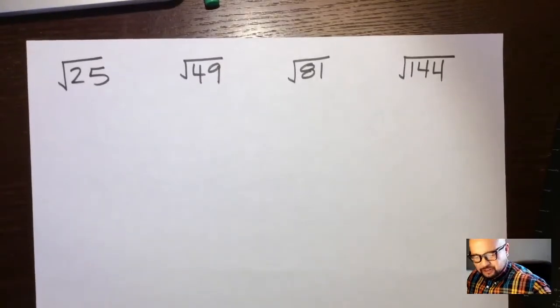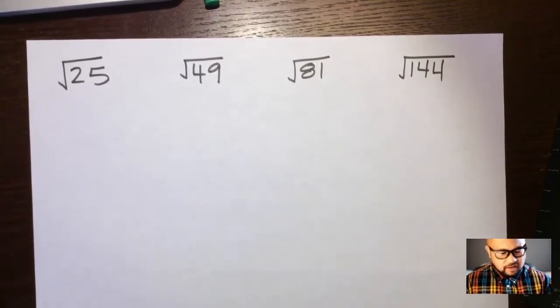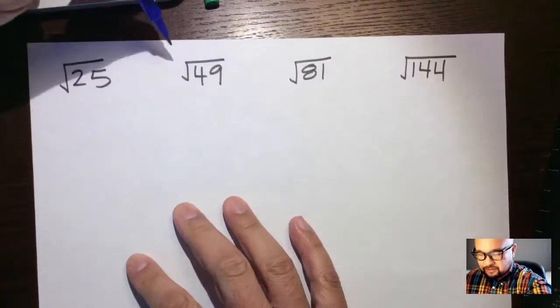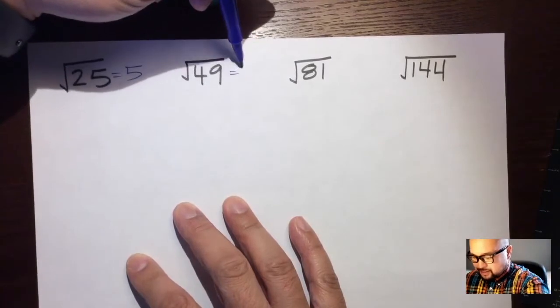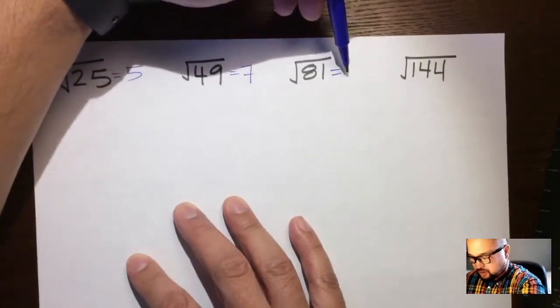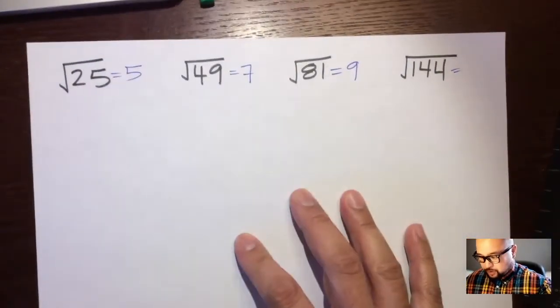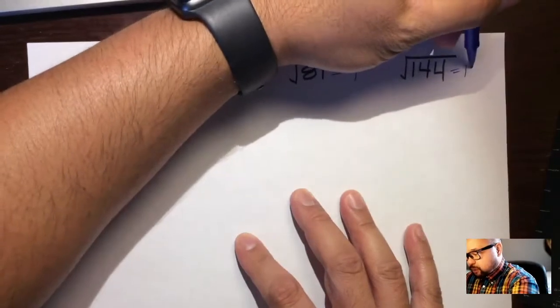All right, let's go. Write these down and quickly tell me what's the square root of each of these, and then unpause it. All right, let's go over them. Square root of 25 is 5. Square root of 49 is 7. Square root of 81 is 9. And square root of 144, hopefully you got this without using your calculator, is 12.